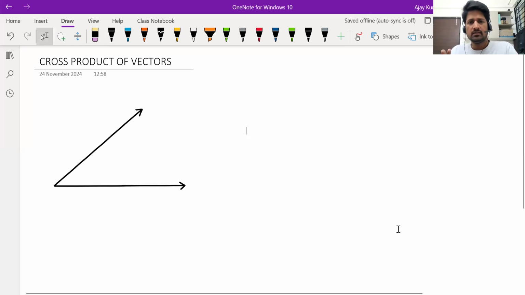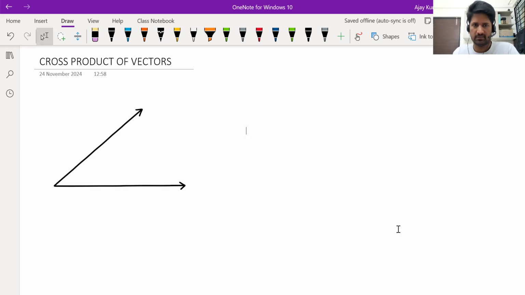Right? See, cross product of vectors is another operation defined for vectors, right? We do something with vectors such that we get the result in a particular manner. That is what is cross product. Consider two vectors A and B with an angle theta between them.